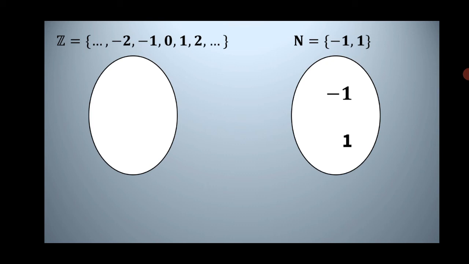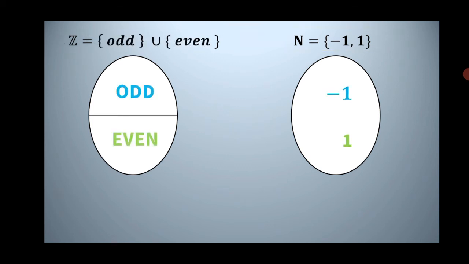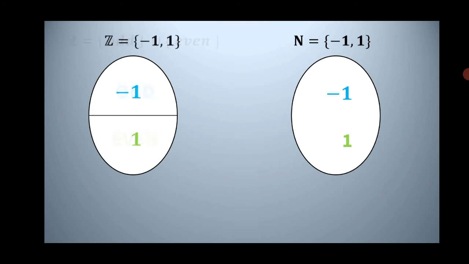Okay, so let's have another example. Let's take the group of integers, which is obviously an infinite group, and a finite group containing two elements, -1 and +1. The group of all integers can be represented as a union of all the odd numbers and all the even numbers. If we replace all the odd numbers by -1 and even numbers by +1, we end up getting a group that looks quite similar to the second group.